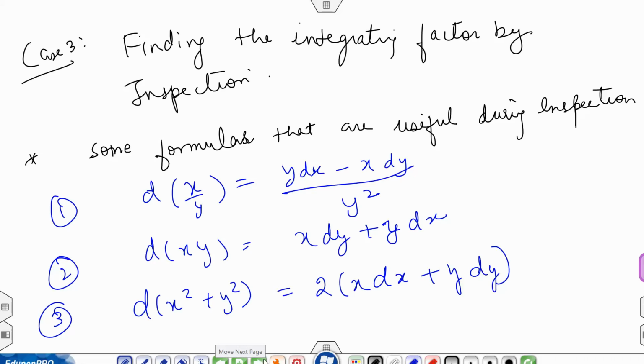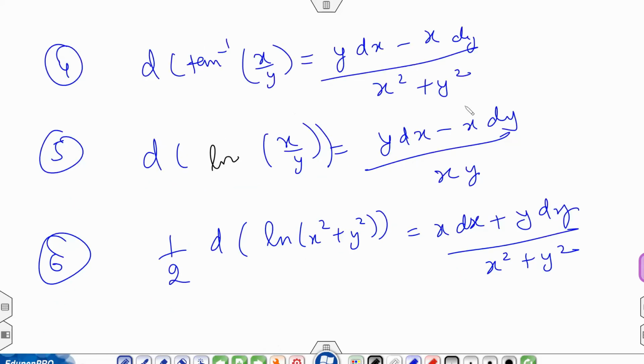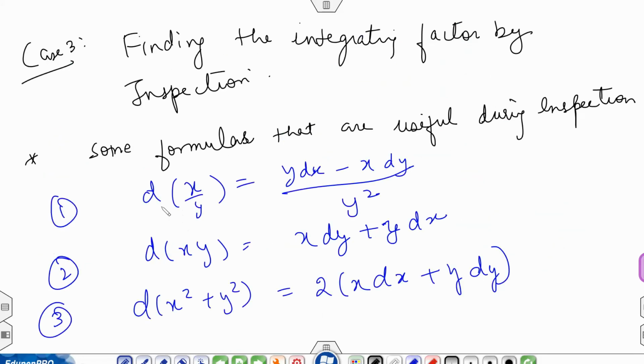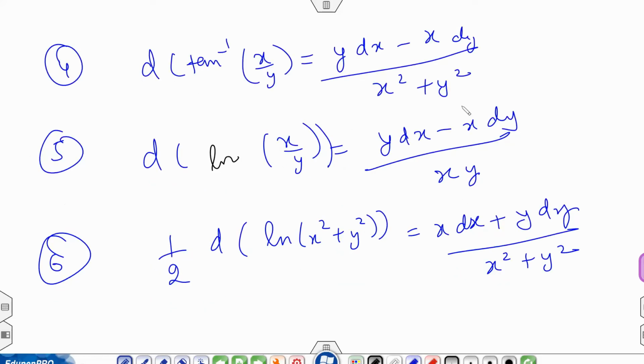If you want to find the solution of the differential equation by the inspection method, the form of these formulas will be helpful. These are nothing but the total derivatives: if you find the total derivative of x y, it comes out to be this. So these formulas are easy. Let us see with the help of an example how you can solve a differential equation by the inspection method.